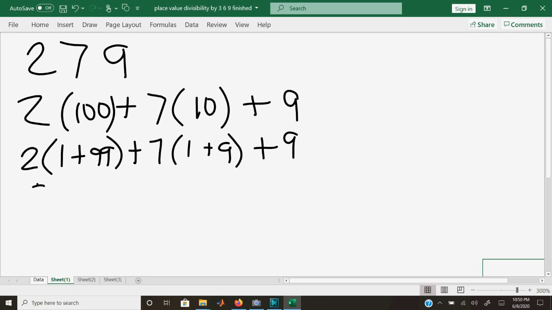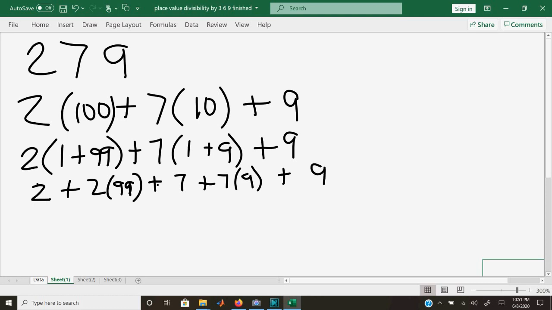And now I can use my distributive property. 2 times 1 is 2, plus 2 times 99. Order of operations, PEMDAS, says I have to do the 1 plus 99 first. Distributive property says there's an exception. I can do the multiplication first if I multiply by both. And I'm doing that here. So I do 7 times 1, which is 7, plus 7 times 9, plus 9.